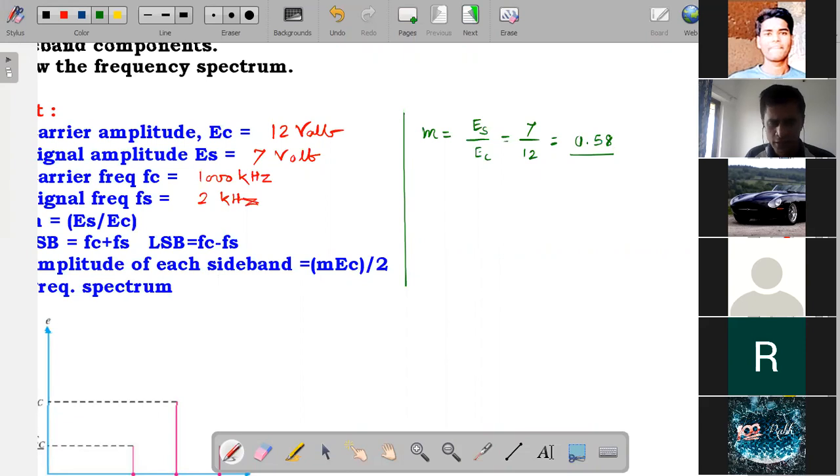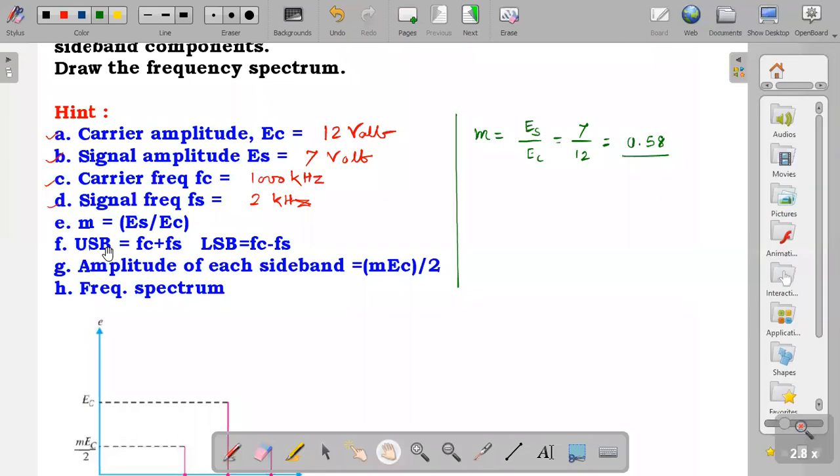Now see, the next point is, from the knowledge of Es and Ec, we can find out small m. See, next point is find upper sideband frequency. Therefore, here I will use, yes, this is your first upper sideband, 1002 kilohertz. Next point is upper sideband frequency.